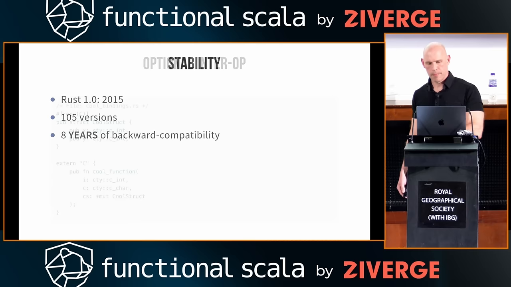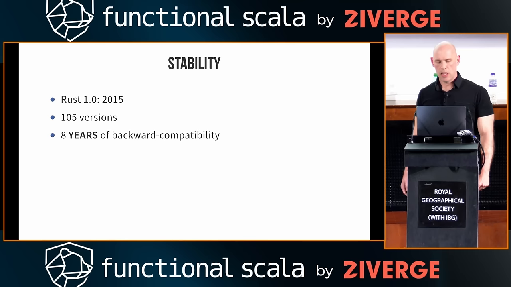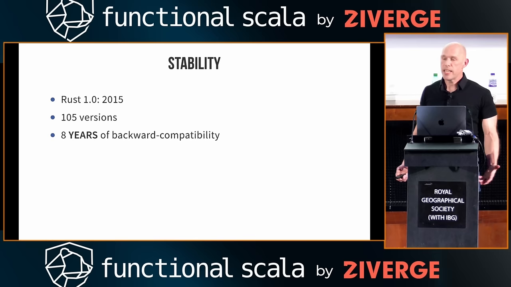And then this is one of the most amazing things in Rust, I think, is the fact that they launched 1.0 back in 2015. They've had 105 releases since then. And every one of them has been backward compatible. What does 8 years of stability do? It allows a library ecosystem to grow and flourish.